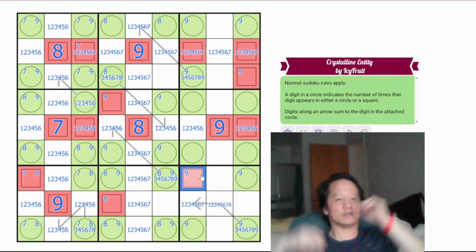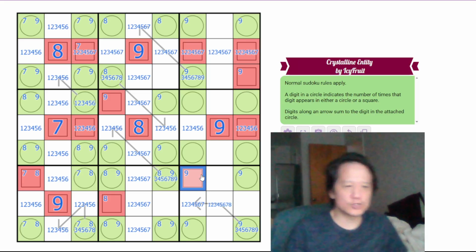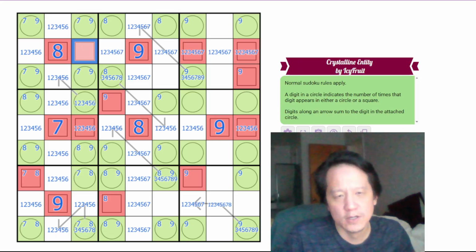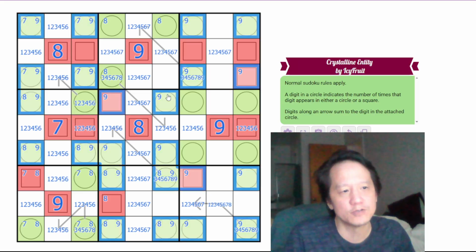Maybe I should try the 1-6 combinations, right? So say we try 1-6, because that's the only one that works for 6. 6 can't be by itself, because you can only get up to 6 other unique digits adding together. So that would make it 45, which is too small for the number of circles and squares.